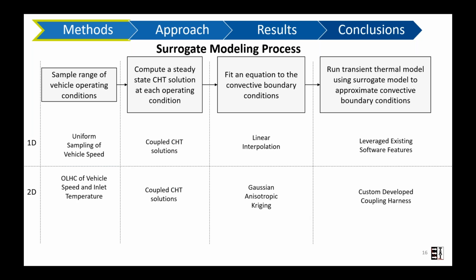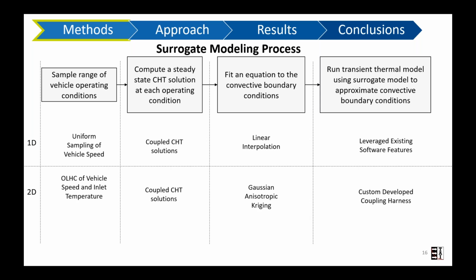For the sample range of vehicle operating conditions, the 1D model sampled vehicle speed. The 2D model used an optimal Latin hypercube of the vehicle speed and inlet temperature, and what this did is combine the two inputs of vehicle speed and inlet temperature into one polynomial. Both used coupled conjugate heat transfer solutions to calculate the sample points.